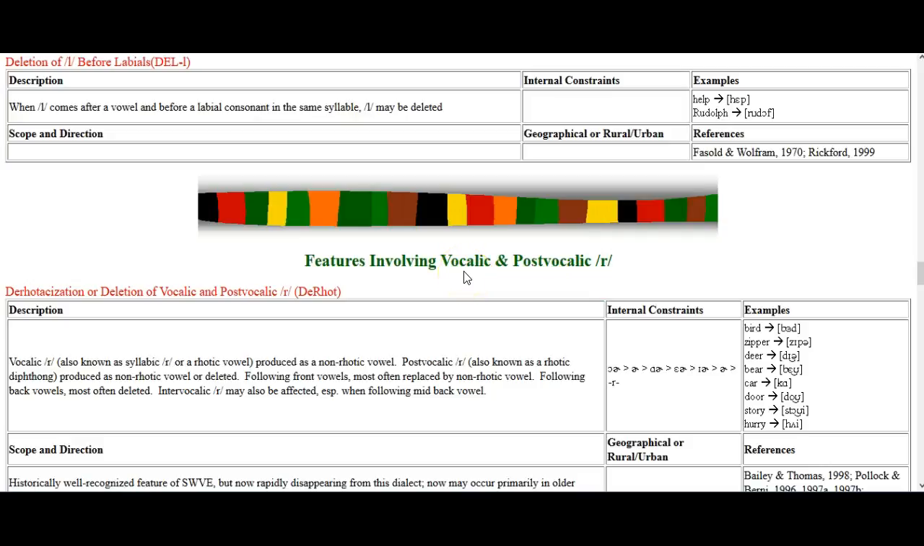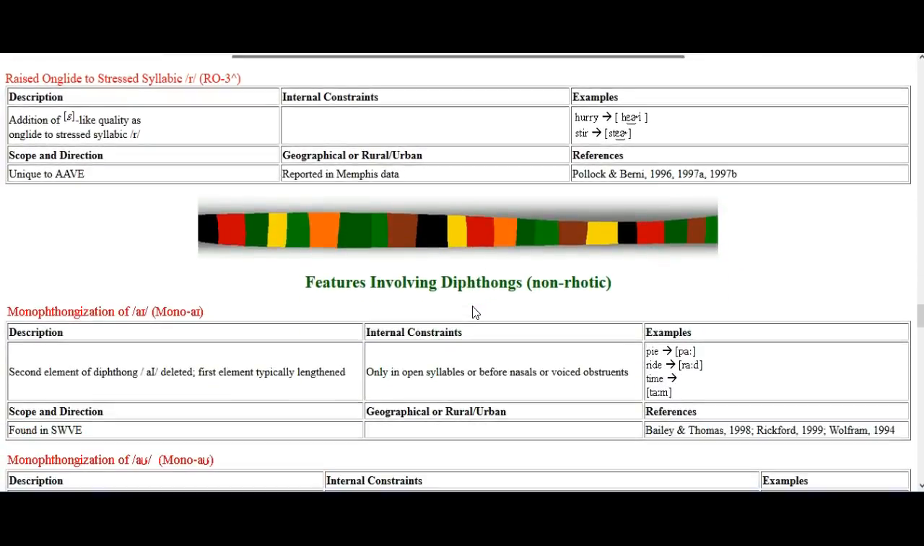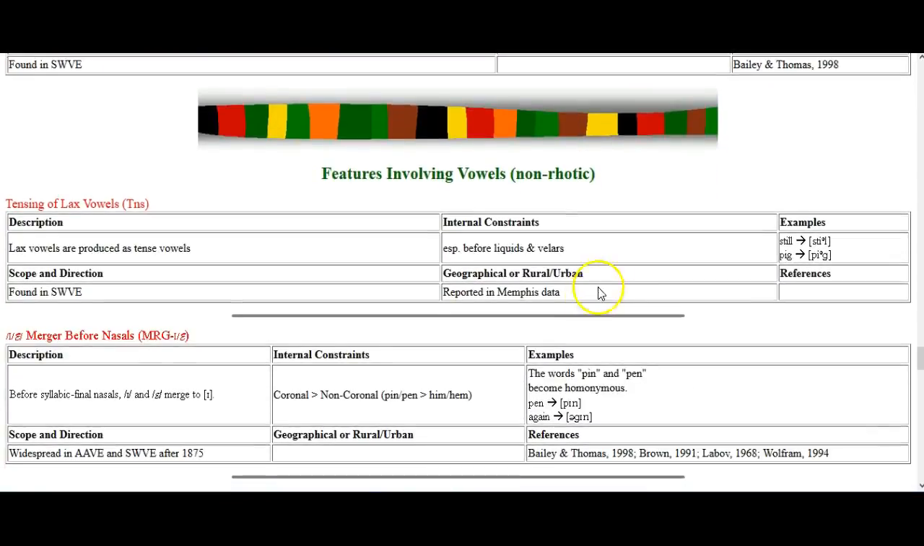Vocalic R means when the R sound actually makes a syllable. So, for example, butter. There's features involving diphthongs that don't involve R, non-rhotic. There's features involving vowels, non-rhotic, because R is actually a consonant that has a lot of influence on the vowels it's with, so they separate talking about vowels by themselves or vowels that are involved with R.